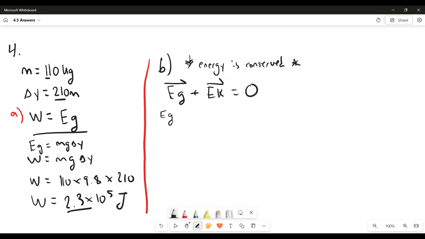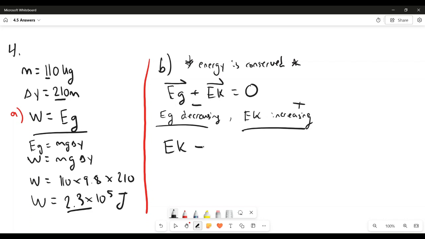So we know the gravitational potential energy is decreasing, and we know that the kinetic energy is actually increasing. So he's speeding up as he goes down the ramp. So we can write that as EK. So that means this is positive and this one's negative. So kinetic energy minus gravitational potential energy, giving us 0.